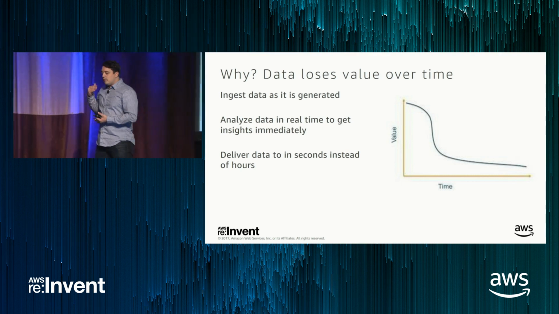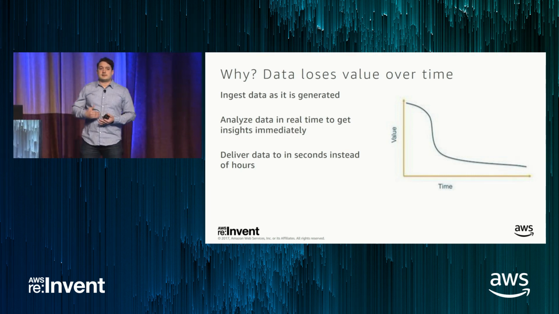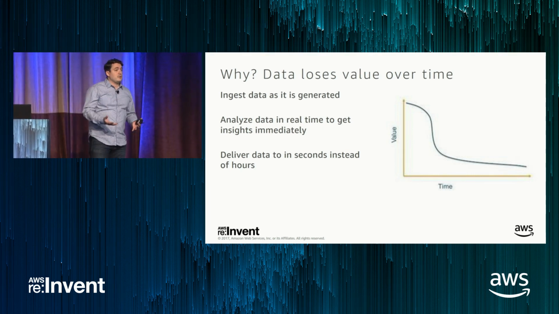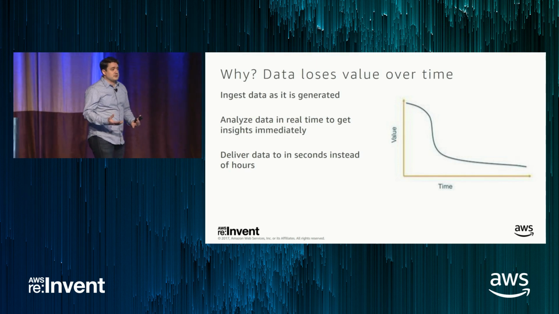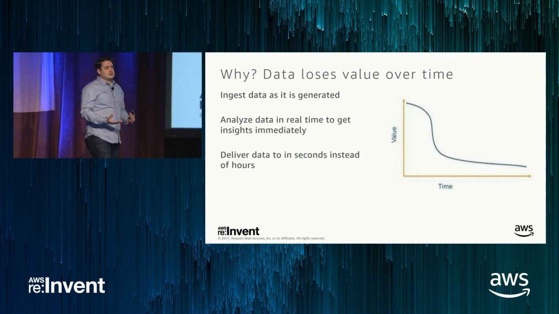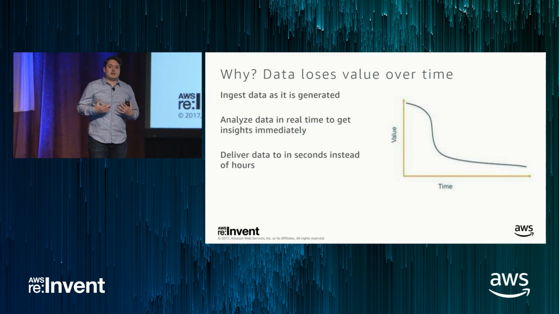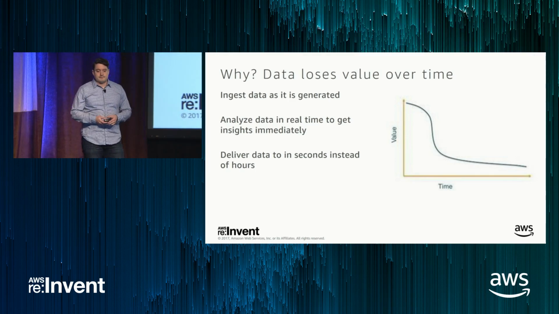So a lot of customers move to streaming data so that they can get data into their data warehouses in minutes instead of hours, to react to that data in real time. And Amazon Kinesis provides the mechanism to help do that.